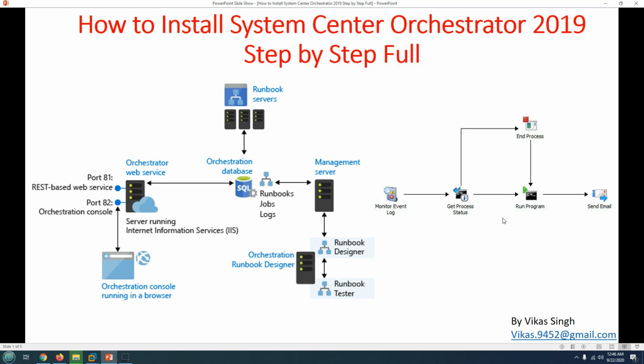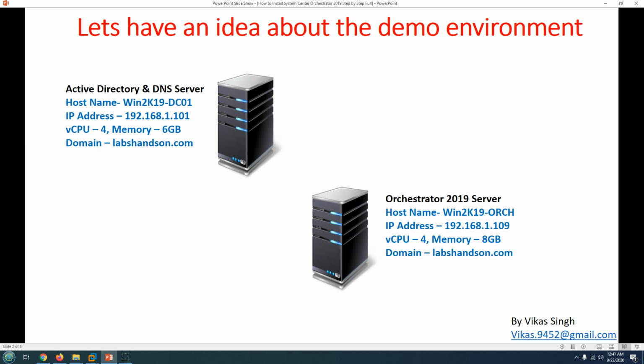So we will see how we can do that, but in this video we are going to totally focus on the installation of Orchestrator 2019. So here is my lab environment. Basically I'm going to use two servers in this demo environment. The first one is my Active Directory and DNS server, win2k19 dc01, and my domain name is labsandson.com.